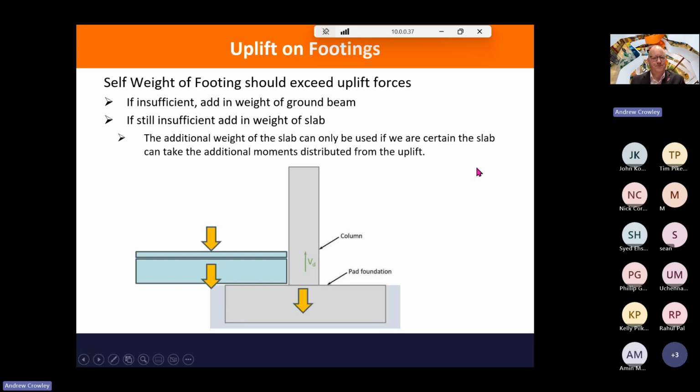when you're doing that, because you can only add in the weight of the slab if that slab is able to take the additional moments which you get from the uplift. So you can imagine this, if you've got a thin slab with an uplift force on it, you're going to induce moments in there. And if you've got very light reinforcement, it may not be able to take it. So just watch out for that.